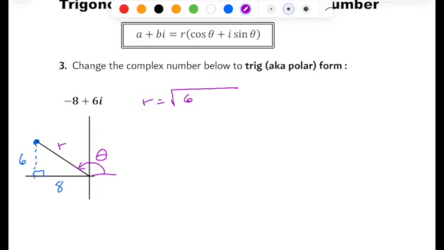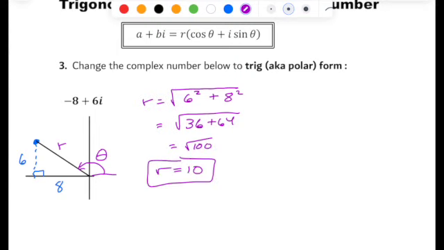But hopefully those formulas make sense. They're not just pure memorization. You're doing r is the square root of 6 squared plus 8 squared, or again, -8 squared, because that's going to give you the same value as 8 squared. So you're going to get 36 plus 64, which is 100, and the square root of 100 is 10. So your radius or your modulus or your absolute value is 10.